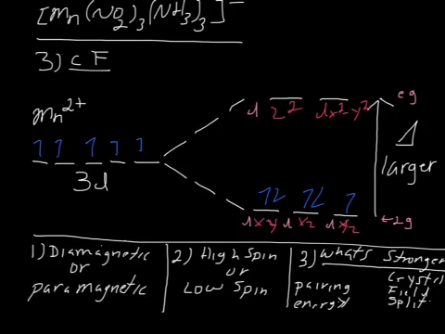Now let's go and answer these questions. So it's asking one, is it diamagnetic or paramagnetic? And it's going to be paramagnetic because we have unpaired electrons. Two, is it high spin or low spin? In this case, it's going to be low spin. And all that this means is that these electrons don't have enough energy to come up, and so they're going to have a low spin.